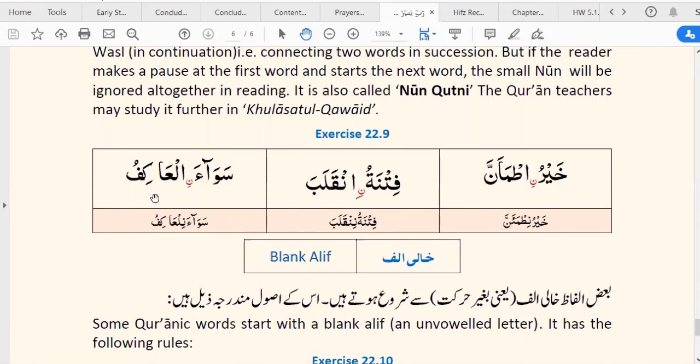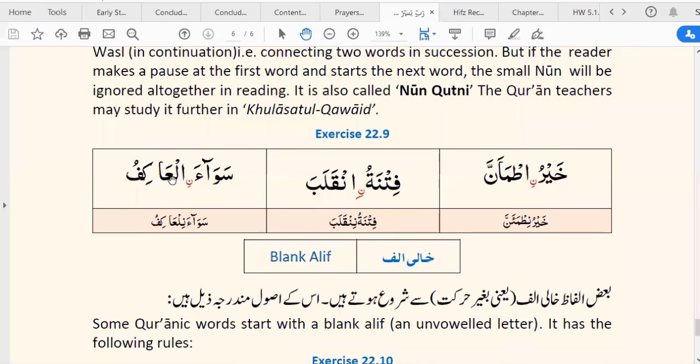example in continuation, please. Sawa. سواء العاكف. Good. And now separately. سواء عاكف.